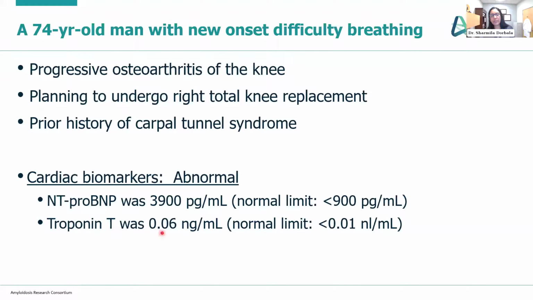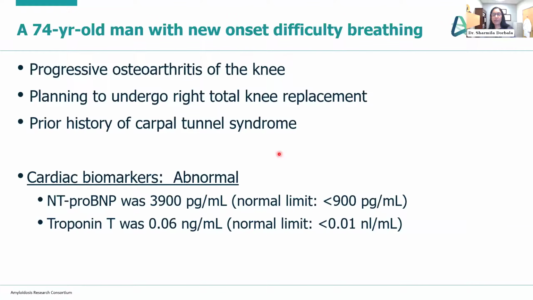And troponin T tells us that there is heart muscle injury. That's frequently also abnormal in amyloidosis, so this is abnormal here. So based on the clinical manifestations and the laboratory tests, the suspicion was very high that this difficulty breathing could be related to amyloid in the heart. So what would you do next?